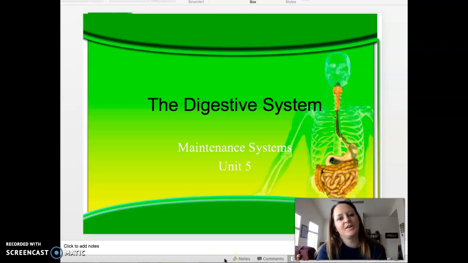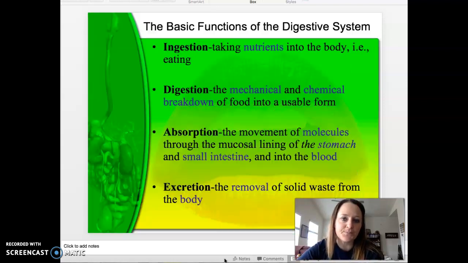Hey guys, we're going to go through the digestive system today. We're going to try it with me on here so you can actually see me instead of just hearing my voice as we go through these. So we're going to start with the digestive system, and then we have the urinary system as well this week. So you have the digestive system.